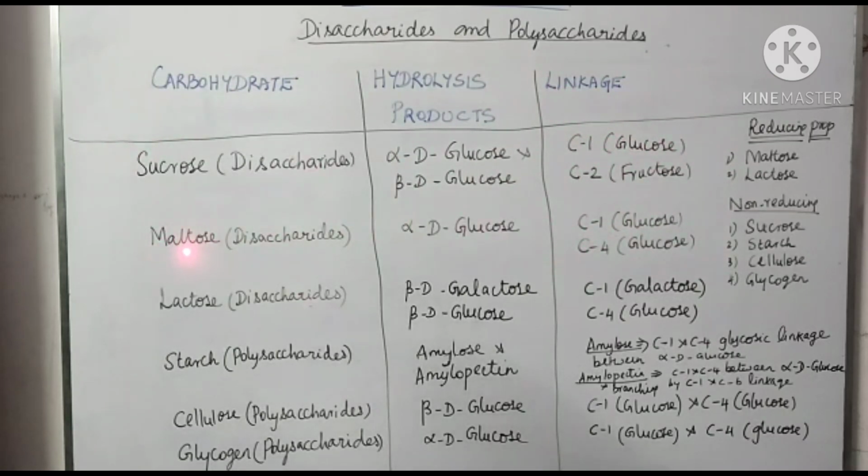The second one is maltose. The product of maltose is alpha D glucose. And what is the bonding here? Carbon 1 of glucose and carbon 4 of glucose.